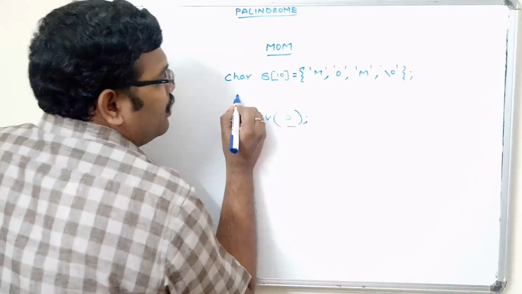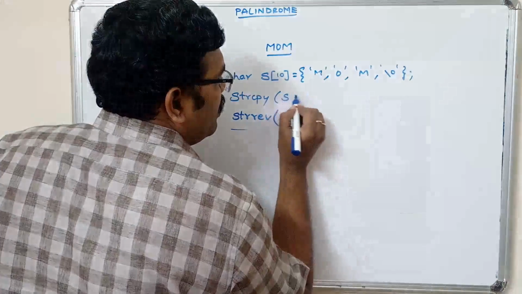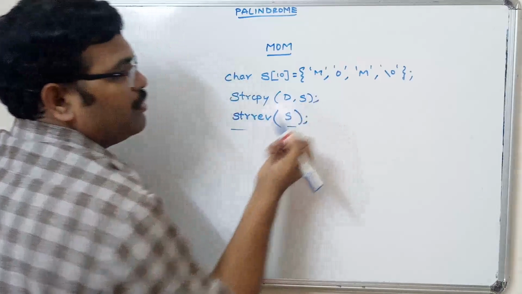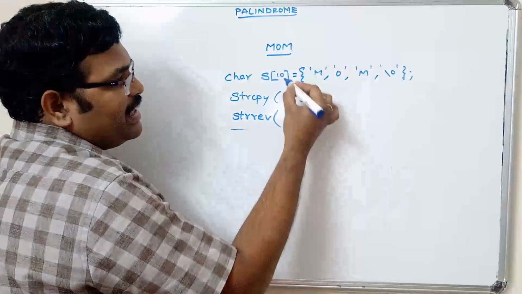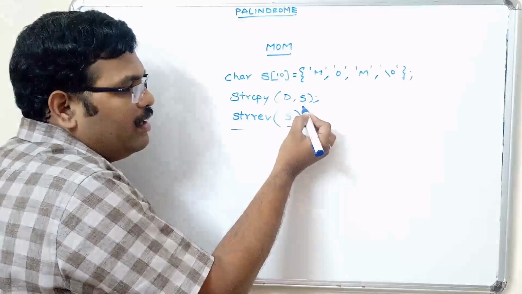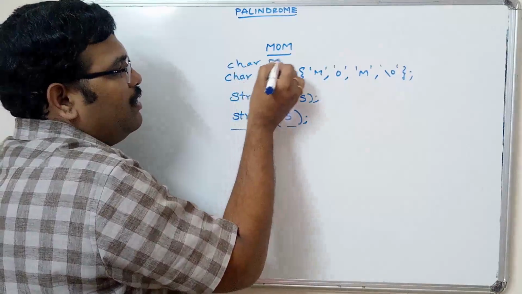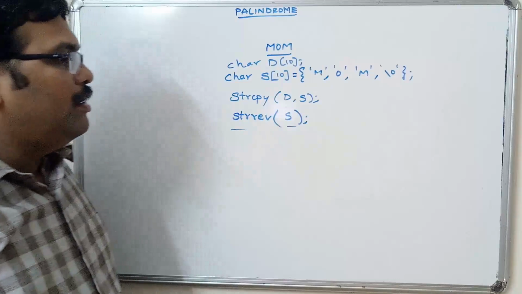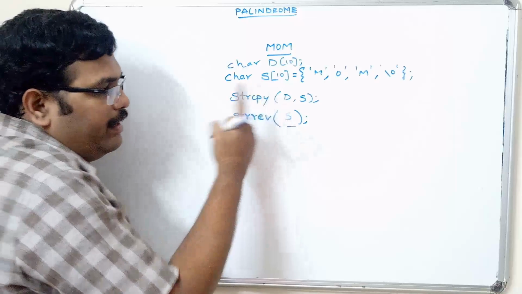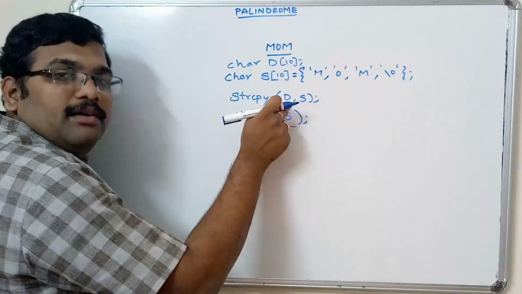For that we have the string handling function strcpy. We can apply it here as destination, source. This implies that the string in the array S will be copied to D. Here we initialize character D of 10. So the content of S is copied into array D. Now string reverse, and then we have to compare S with D.